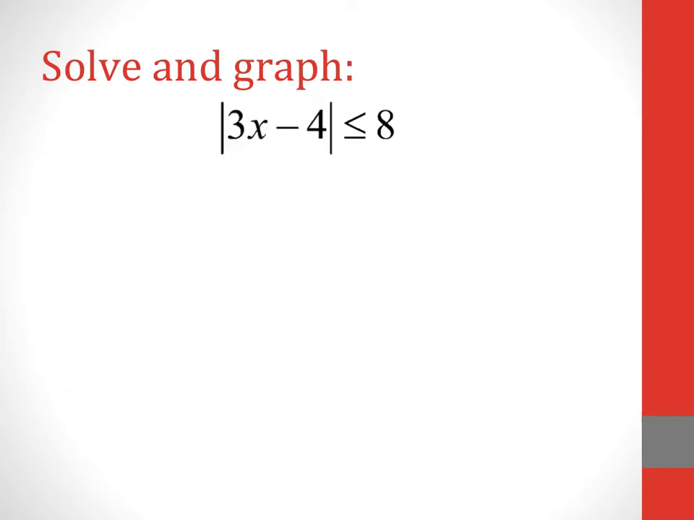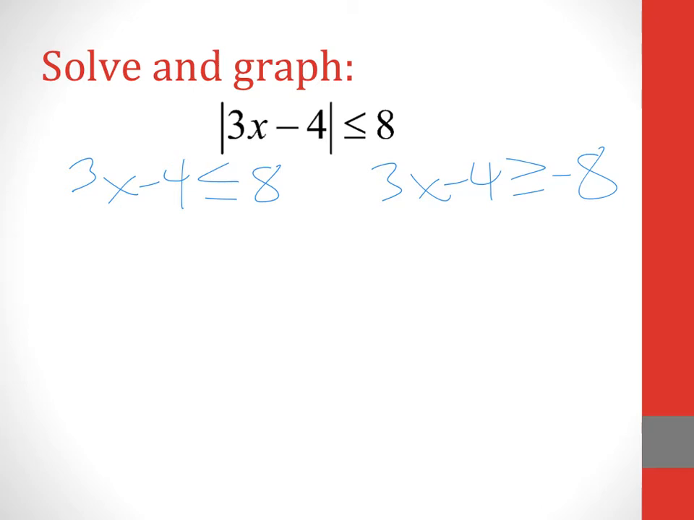Always fun. Let's solve and graph this bad boy. So we're going to set up two separate ones, as is tradition. 3x minus 4 is less than or equal to 8, and then I have to have 3x minus 4 is greater than or equal to negative 8. Keep in mind, you always have to isolate this absolute value. In this case, it already was, but that won't always be the case. Alright? And there will be some special cases that come up here and there, and we'll deal with those when we deal with them.